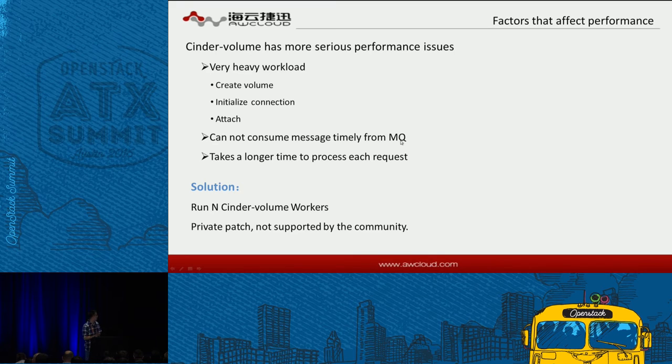Compared to Cinder API, Cinder volume has more serious performance issues. Cinder volume is a heavy workload service, especially in our environment, where we boot instances based on volume. Cinder volume should create the volume, then initialize the connection, and at last attach the volume to the instance. When the concurrence goes up to a certain level, Cinder volume doesn't work fine. Cinder volume cannot consume messages from the MQ immediately under certain concurrence.